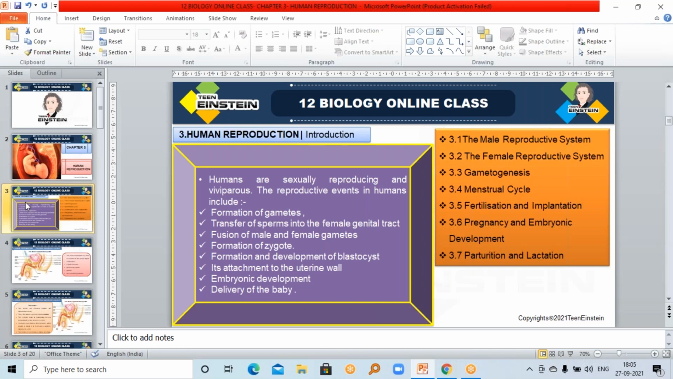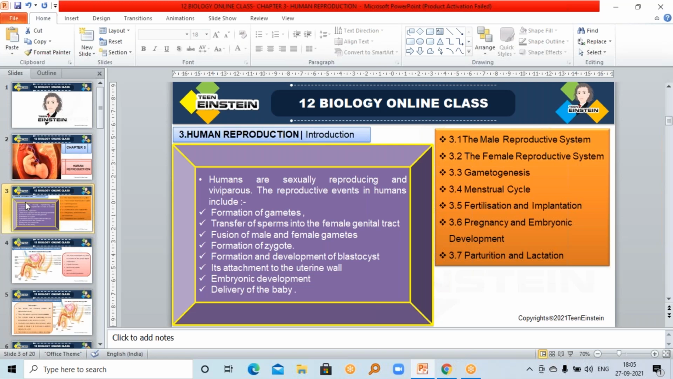And in humans, fertilization occurs inside the body of the female, and the growth and development of that zygote into an embryo is also inside the female body, right? So in humans, male and female gametes are produced. The fusion of gametes takes place. That is called fertilization. And after fertilization, the growth and development of the zygote also occurs inside the female body, right?